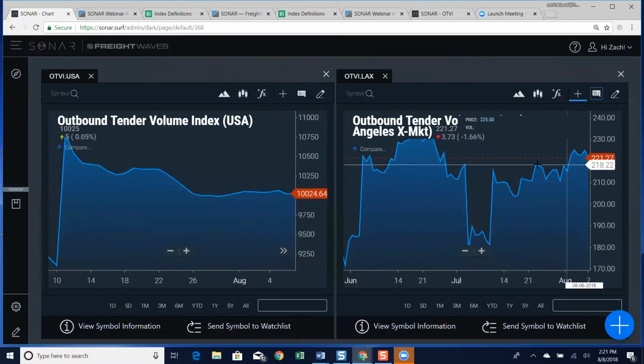So for instance, the Los Angeles market is at 221.27, with the outbound tender volume of the country being only 0.2% higher than it was on March 1st.